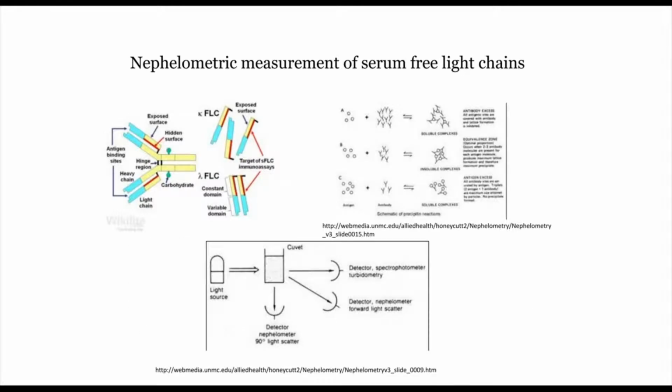The Freelight assay is a nephelometric immunoassay. In this system, polyclonal antibodies against free light chains can clump together to form large immune complexes which cause the serum solution to become turbid. This results in increased light scatter through the serum solution and allows us to quantitate accurately and precisely the amount of free light chains present in serum.